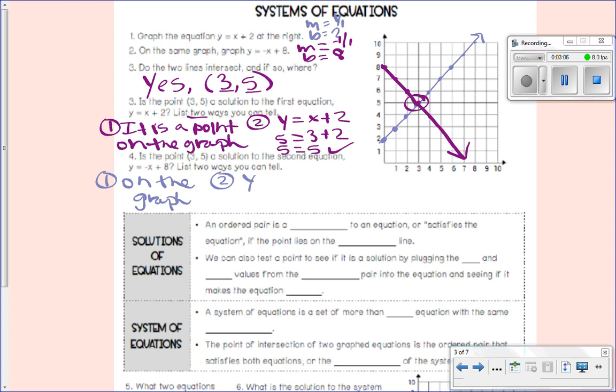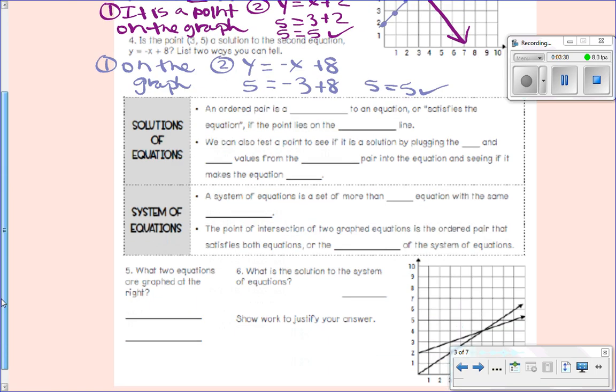What's our equation? y equals -x plus 8. What are we substituting y in for? 5. What is x? 3. Good. And then 5 equals 5 again. Are we good? Not bad.